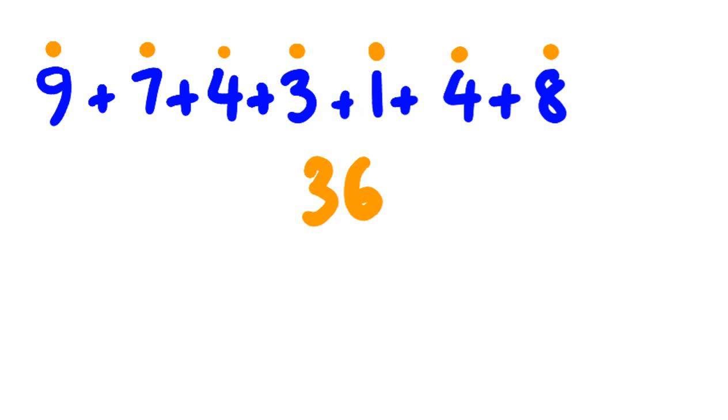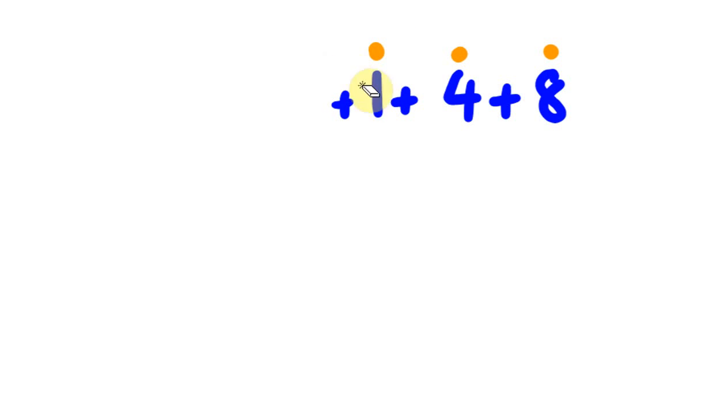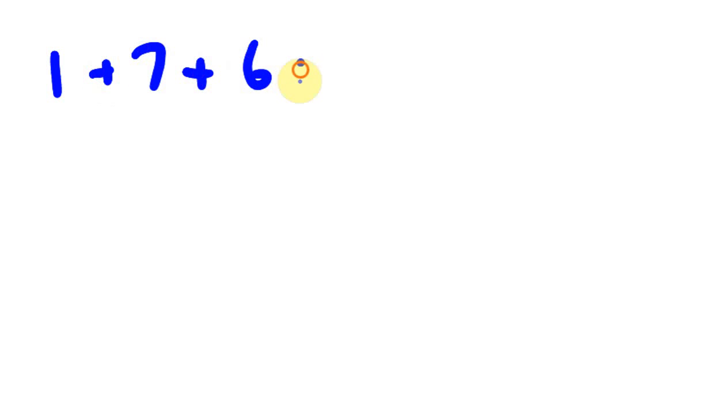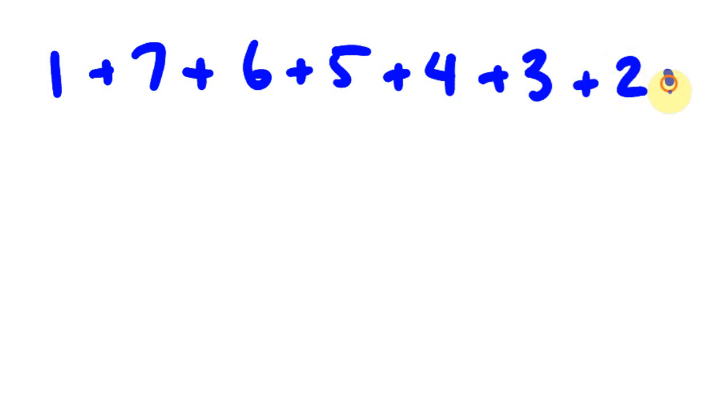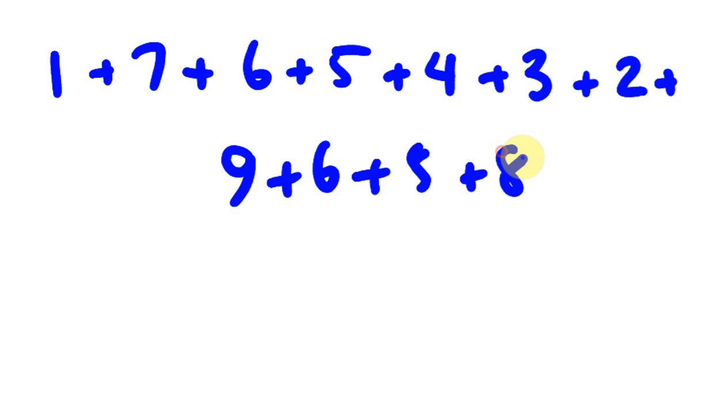Before we do that, let's get a really big string. Let's get a string of 10 numbers. So just wait until I finish before you try to add them. So let's do 1 plus 7 plus 6 plus 5 plus 4 plus 3 plus 2 plus 9 plus 6 plus 5 plus 8. Hey, look at that. 1, 2, 3, 4, 5, 6, 7, 8, 9, 10, 11 numbers. I've gone a bit overboard there.